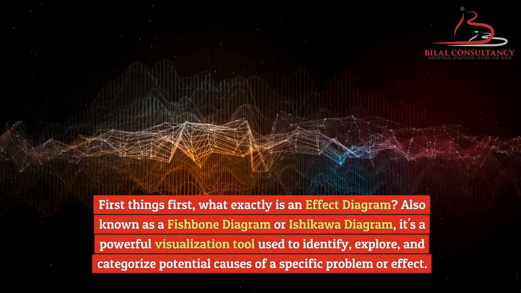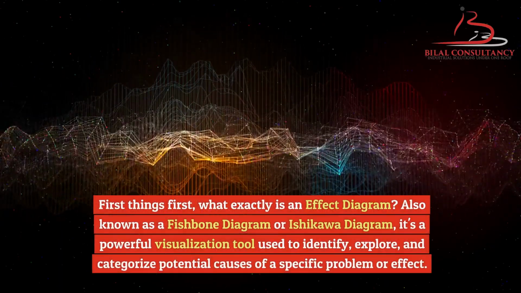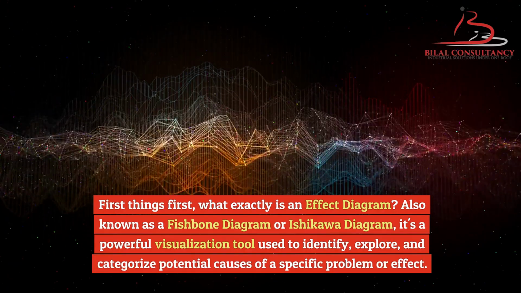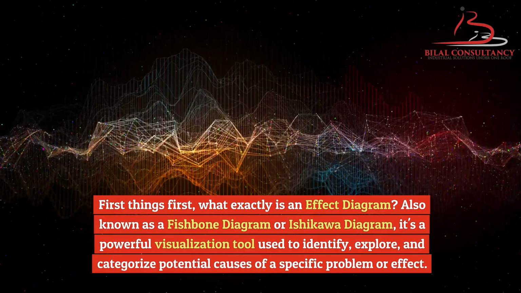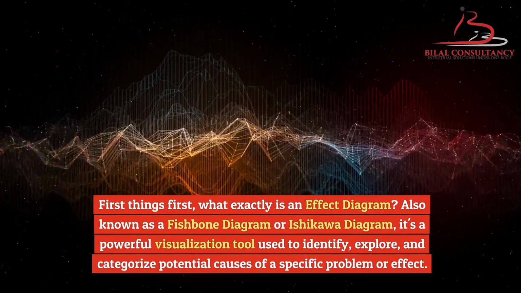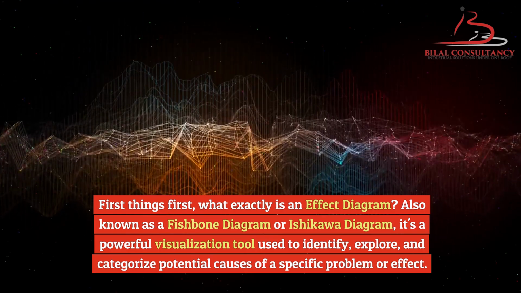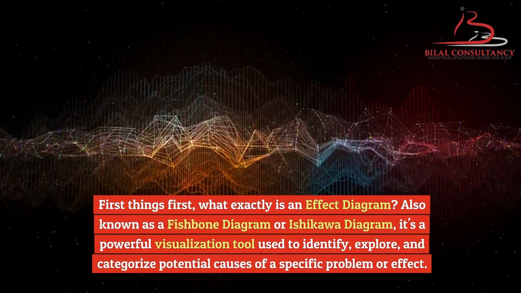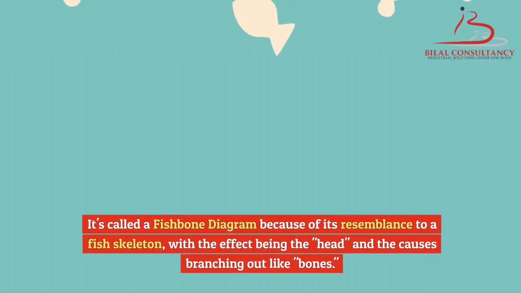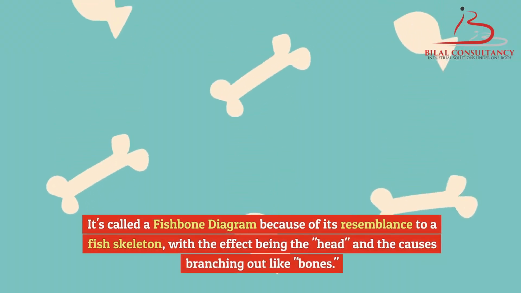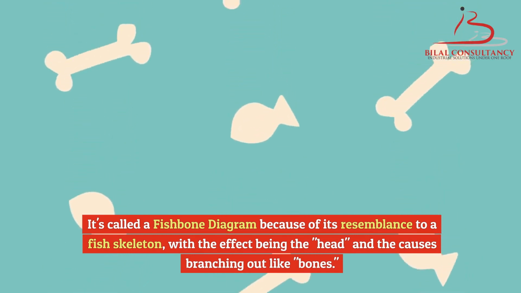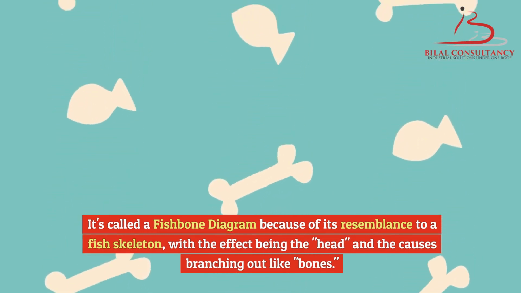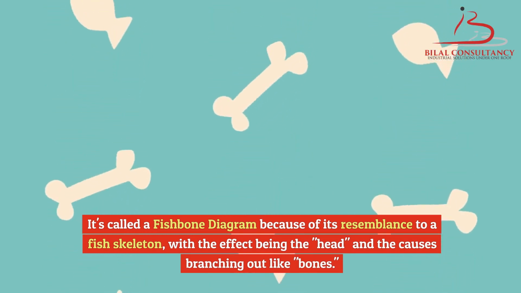First things first, what exactly is an effect diagram? Also known as a fishbone diagram or Ishikawa diagram, it's a powerful visualization tool used to identify, explore, and categorize potential causes of a specific problem or effect. It's called a fishbone diagram because of its resemblance to a fish skeleton, with the effect being the head, and the causes branching out like bones.